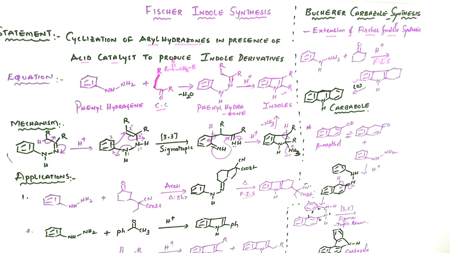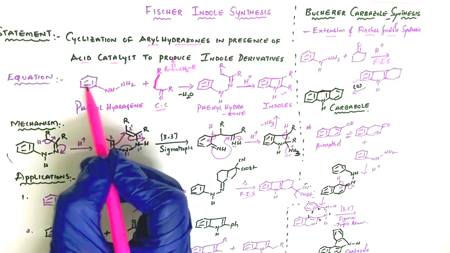What are the reactants here? Aryl hydrazones. Aryl hydrazones are subjected to rearrangement in presence of acid to get the indole derivatives. Already we know how we can prepare the hydrazones: carbonyl compounds treated with hydrazines produce hydrazones.